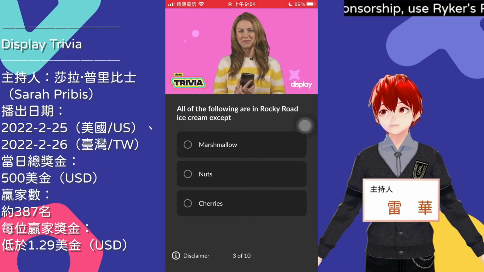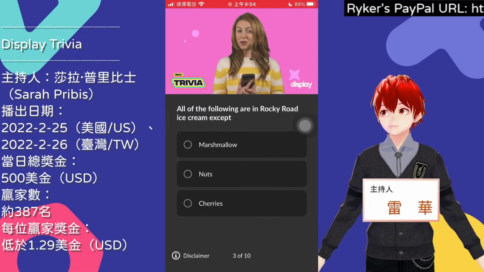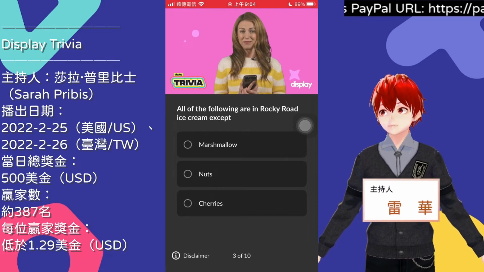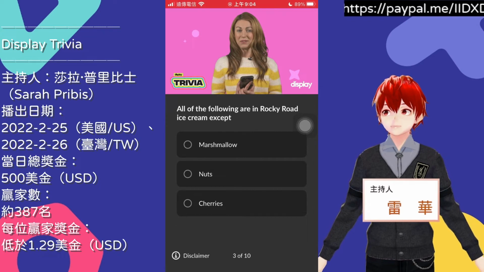Question 3. All of the following are in Rocky Road ice cream except marshmallow, nuts, cherries.